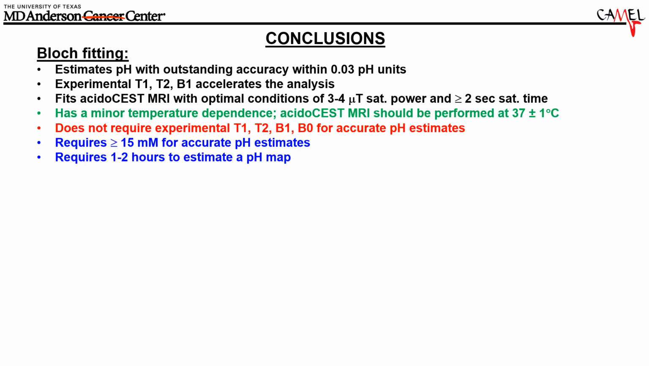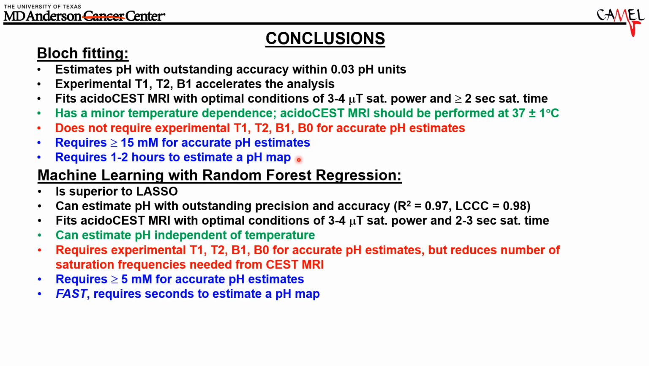So to summarize, we can estimate pH with Bloch fitting. You do not need extra MRI data. We have optimal conditions for the acquisition time for this particular analysis method. There is minor temperature dependence, but that can be controlled quite easily. And finally, the problems still remain that you need a lot of agent and you need a lot of time to calculate a pH map.